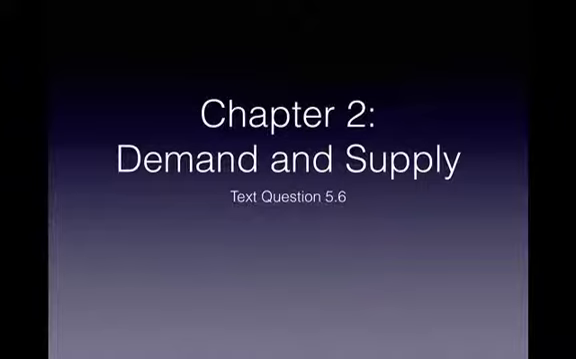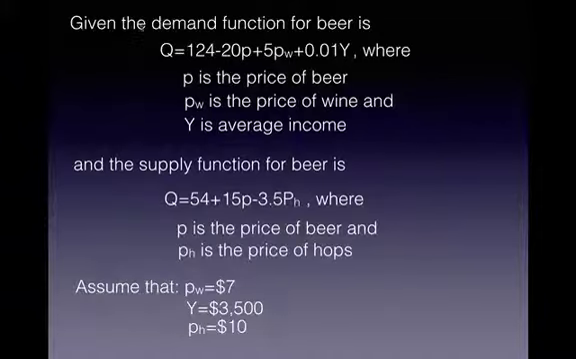In particular, I will give you a question that's very similar to text question 5.6. In that, you are given a demand function for beer where Q is equal to 124 minus 20p plus 5p sub W plus 0.01y, where P is the price of beer, P sub W is the price of wine, and Y is average income. You're also given the supply function for beer, which is Q equals 54 plus 15P minus 3.5 pH, where P again is the price of beer and pH is the price of hops.